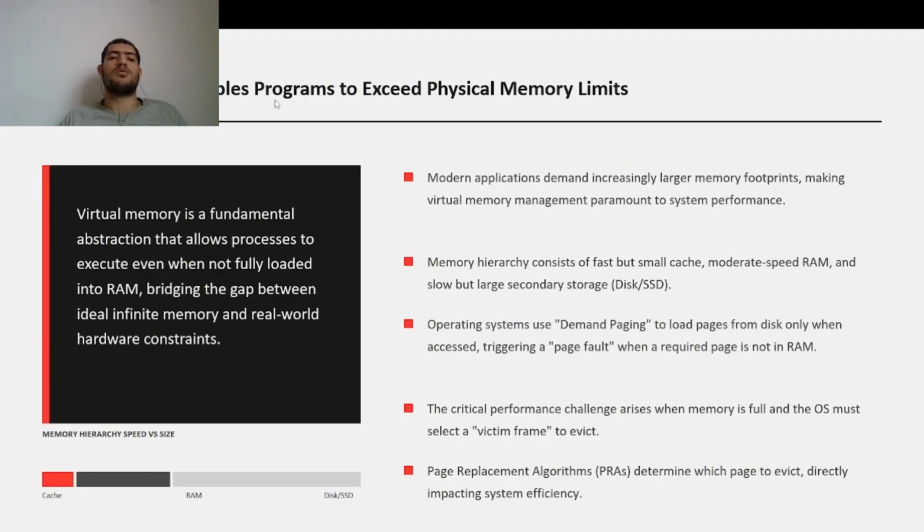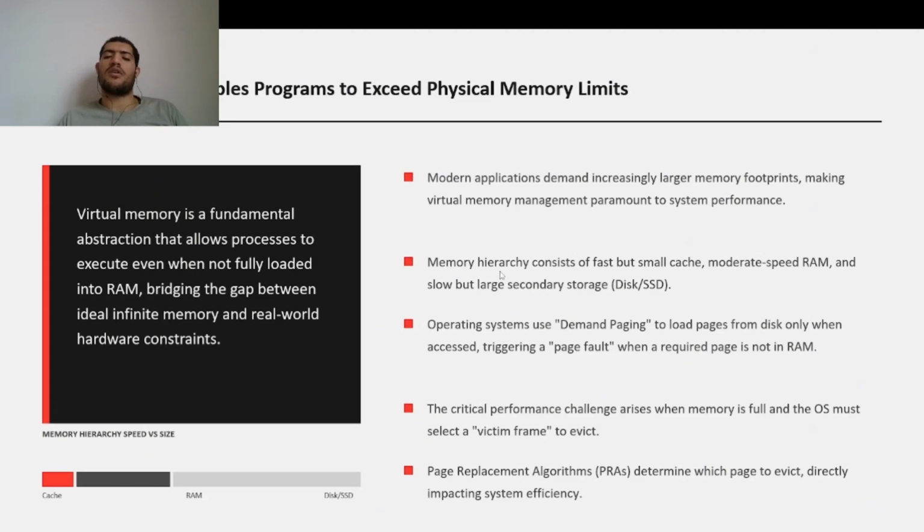First, virtual memory enables programs to exceed physical memory limits. Virtual memory is a fundamental abstraction that allows processes to execute even when they are not fully loaded into the RAM, bridging the gap between the idea of infinite memory, which is virtual memory, and the real-world hardware constraints, which is RAM. Modern applications require increasingly larger memory footprints, making virtual memory management essential to system performance.